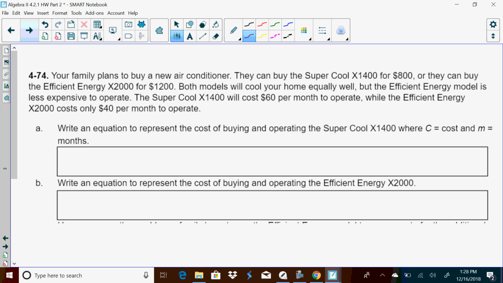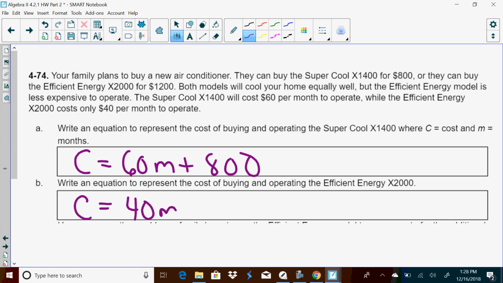74, your family plans to buy a new air conditioner, then they can buy the Super Cool for $800. They can buy the Efficient Energy for $1,200. Both models will cool your home equally, and it's less expensive to operate. One costs $60 per month, while the other one's $40 a month. So write an equation for each. So C equals 60M plus 800. The other one, C equals 40M plus 1200.